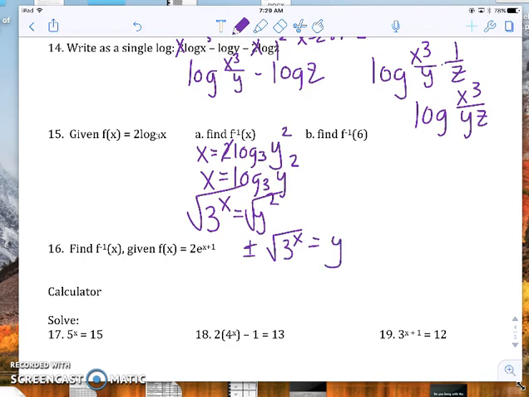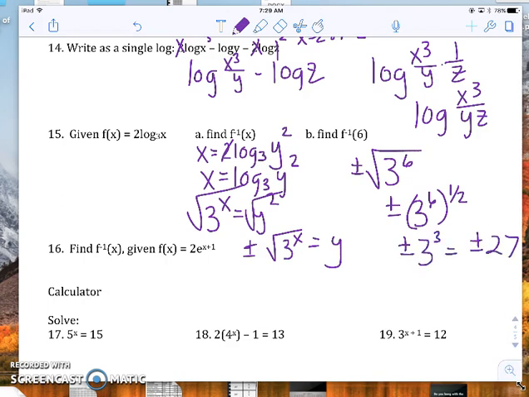Then we find the inverse of 6. So plus or minus the square root of 3 to the 6th. Well, square root, we could rewrite that as 3 to the 6th to the half. So plus or minus 3 to the 3rd. So plus or minus 27.